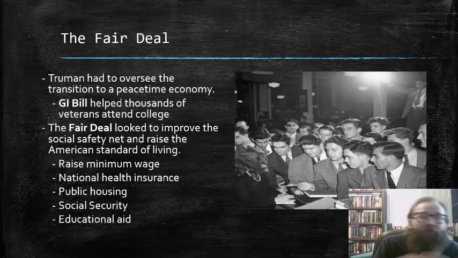Overall, Truman's various policy initiatives were placed under an umbrella that he called the Fair Deal, which looked to improve the social safety net and raise the American standard of living. And this included raising the minimum wage, instituting a national health insurance program, expanding public housing programs, expanding Social Security aid, and expanding educational aid, particularly for college level education.